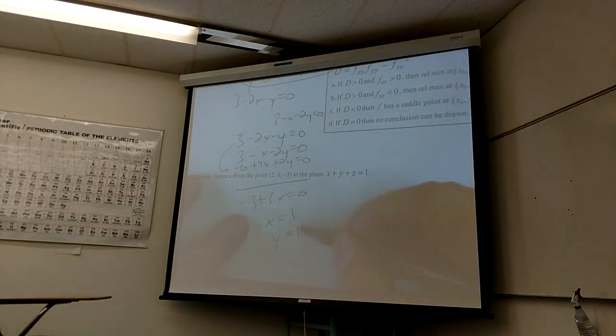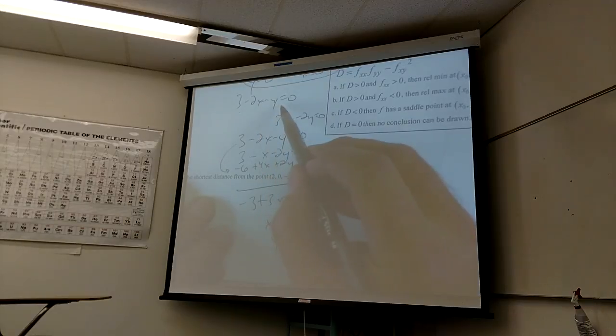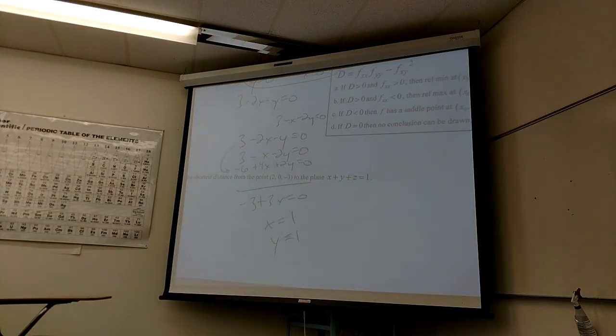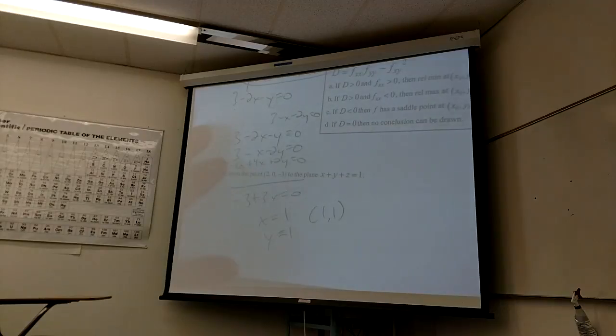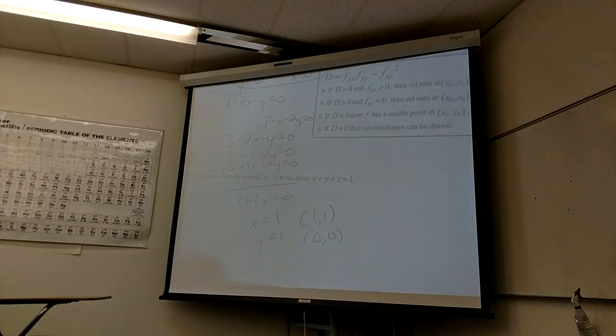Where did these come from? They both came from combining the two, right? I don't know how to say this. They didn't both come from just one of those. They came from both equations at the same time. So x equals 1 and y equals 1 makes both of these things true. Let's check it. 3 minus 2 minus 1. 3 minus 2. As long as x is 1 and y is 1, they're both going to be 0. They're both true. So the point 1, 1 works. And we already got the point 0, 0. Cool.